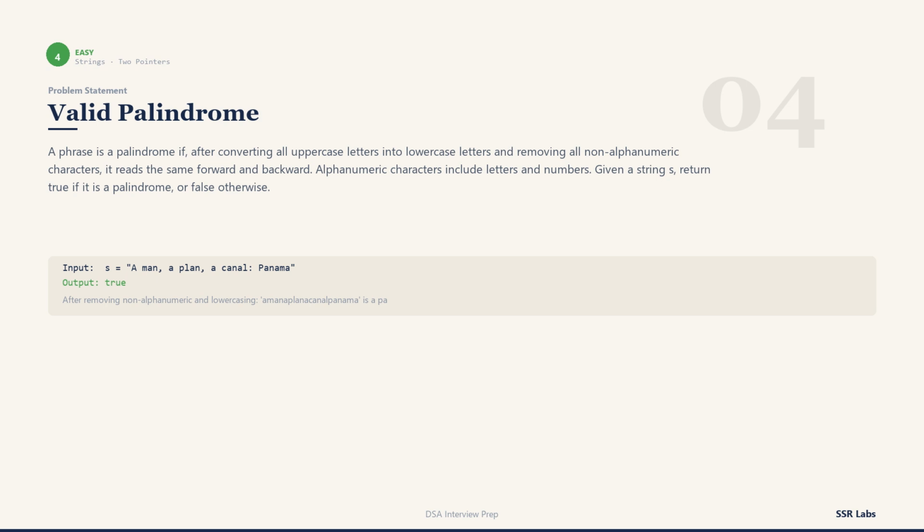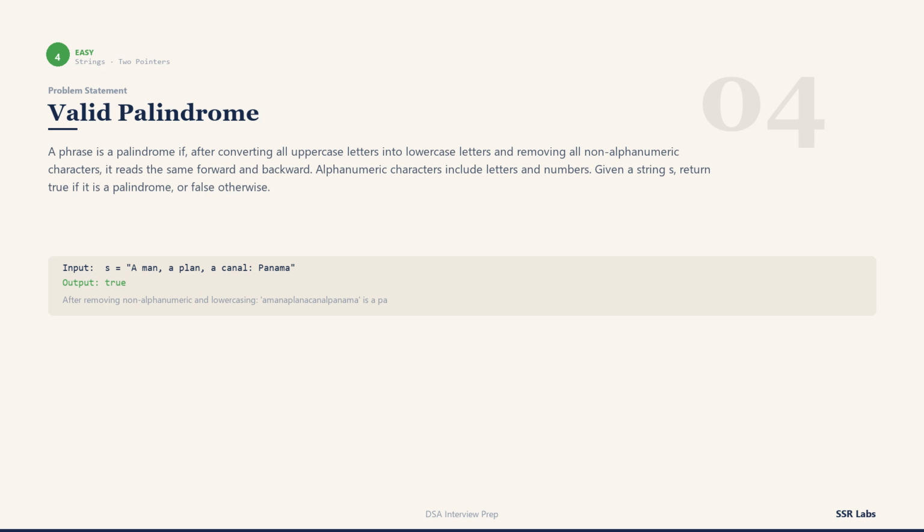So the problem boils down to this. A phrase is a palindrome if, after converting all uppercase letters into lowercase letters and removing all non-alphanumeric characters, it reads the same forward and backward. Alphanumeric characters include letters and numbers. Given a string S, return true if it is a palindrome, or false otherwise.